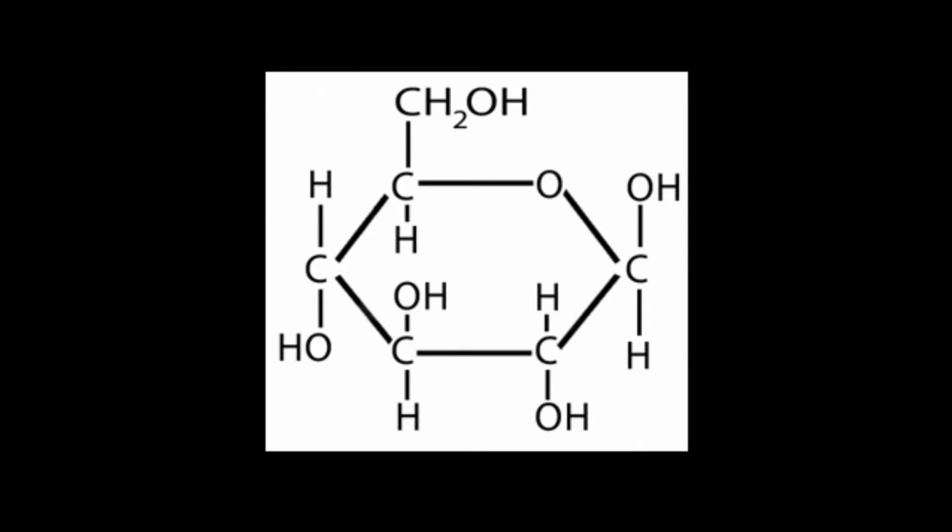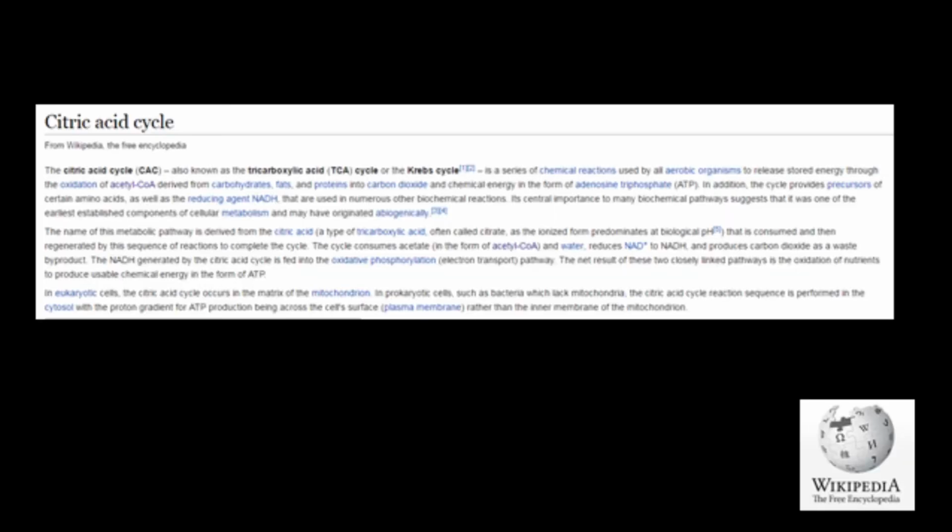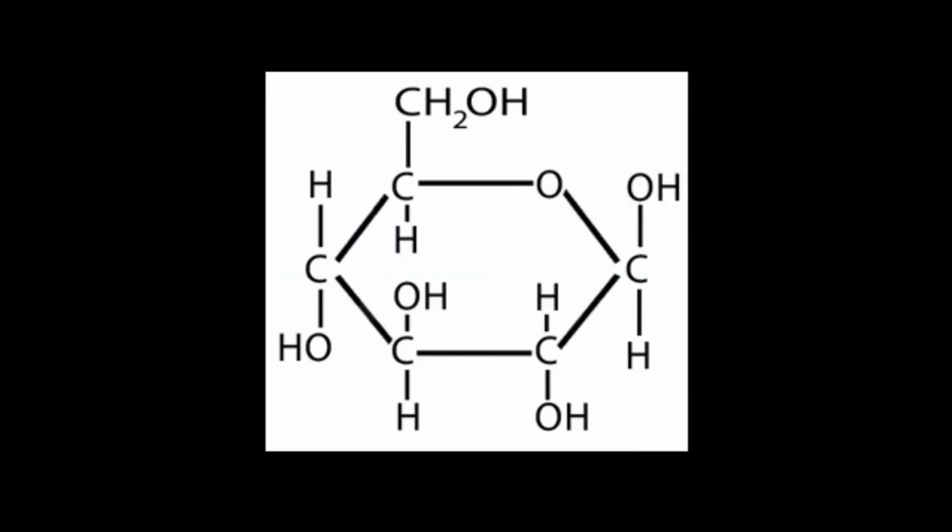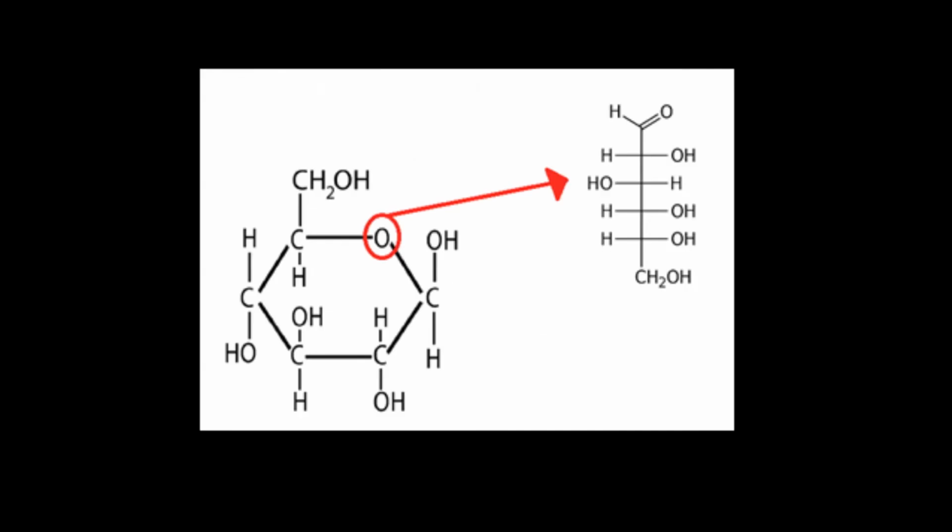This then leads into what is known as the TCA cycle. This is also known by the alternative names Krebs cycle and citric acid cycle. It begins with glucose, which is opened up to become a linear glucose molecule. This grants access by the enzymes acting on it.